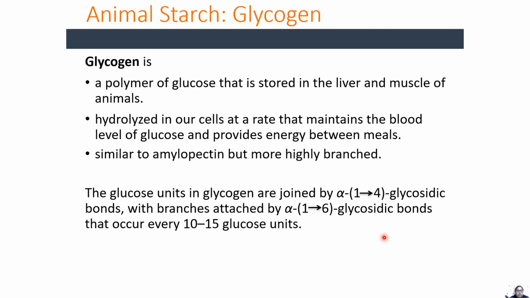If we talk about the other animal starch, which is glycogen, which is also a polymer of glucose, it is stored in the liver and the muscle of animals. It's hydrolyzed in our cells at a rate that maintains the blood level of glucose and provides energy between the meals. It's similar to amylopectin but more highly branched. The glucose units in glycogen are joined by alpha 1,4 glycosidic bonds with branches attached by alpha 1,6 glycosidic bonds that occur every 10 to 15 glucose units.